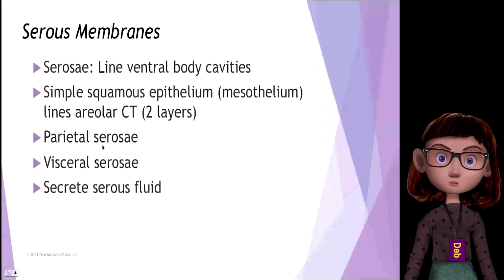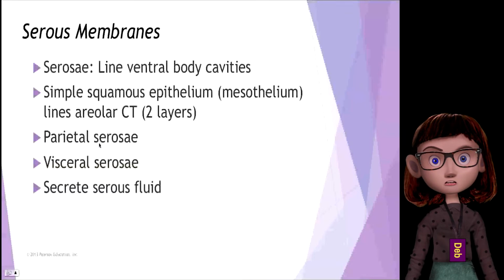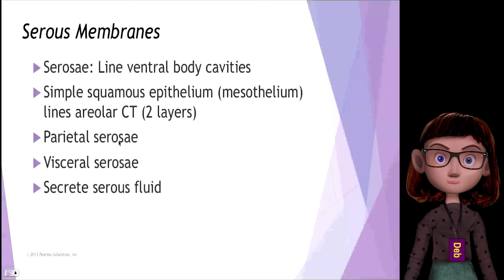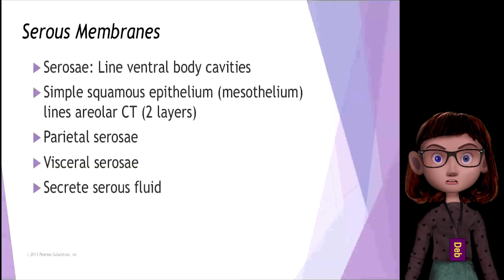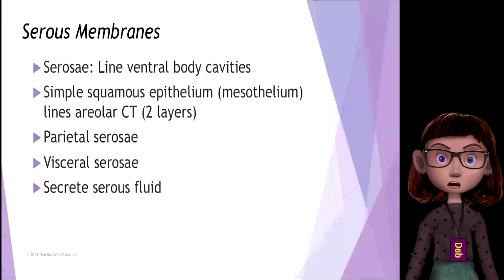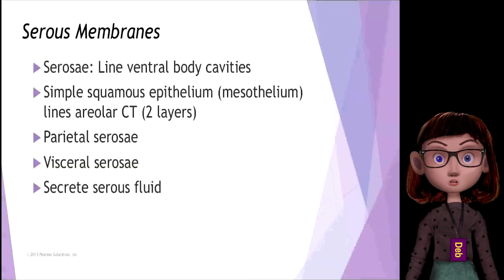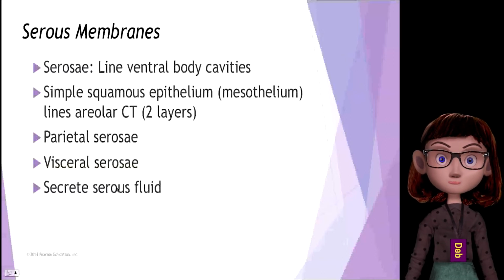The one layer is called the parietal serosa that lines the body chamber, and then there's the visceral serosa, which clings very tightly to the internal organs. Another name for internal organs is viscera. So visceral serosa is the closest to the organs. Parietal serosa clings to the chamber in which those organs are held.